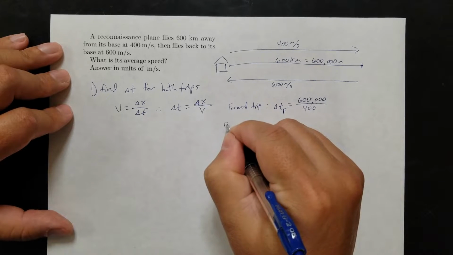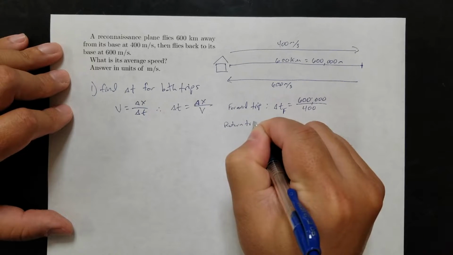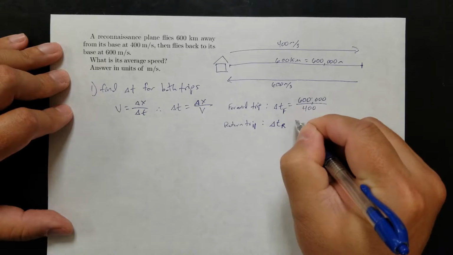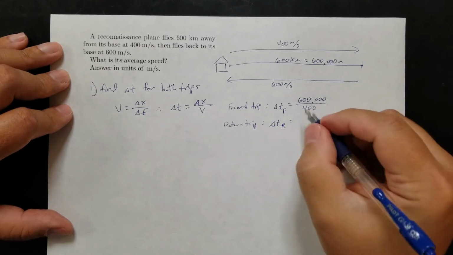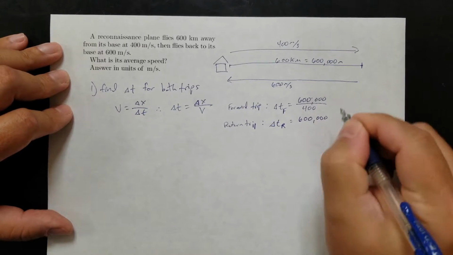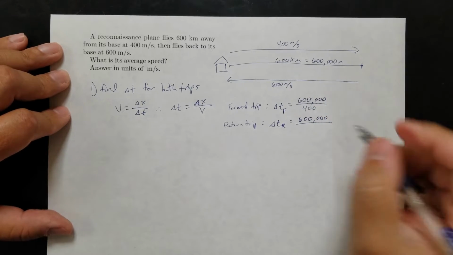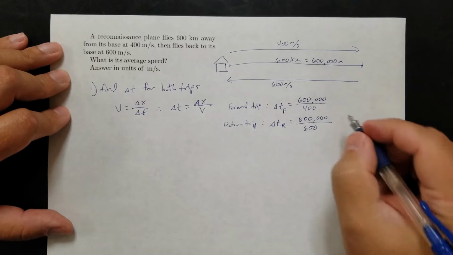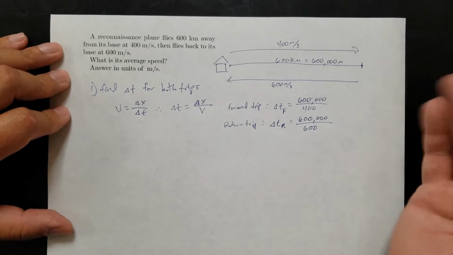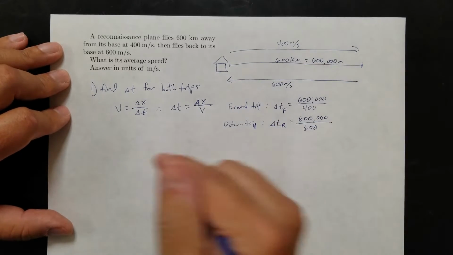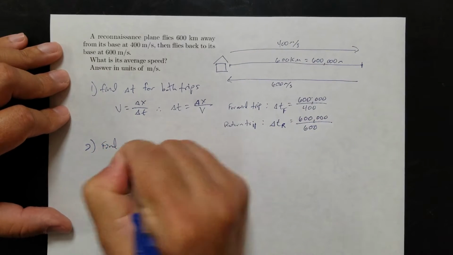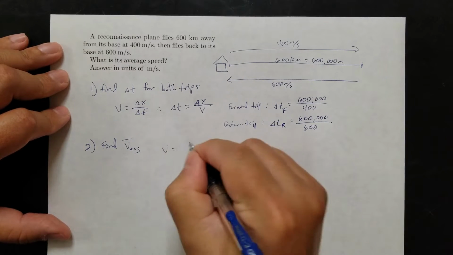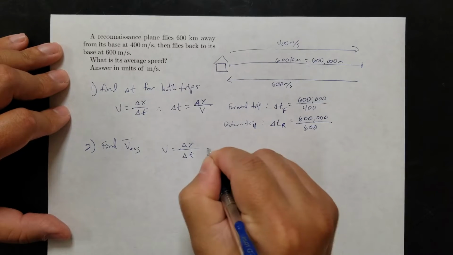And then the return trip, my delta t return is going to equal the displacement, which is still 600,000, divided by my return velocity, which is 600 meters per second, right? Coming back, it was going that fast. And that'll give me my return time. So now that I've got the times, I can find the average, right?